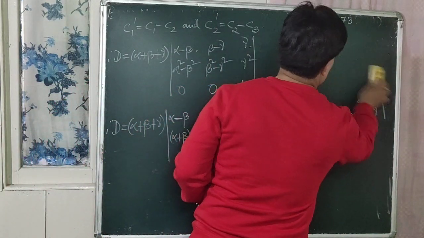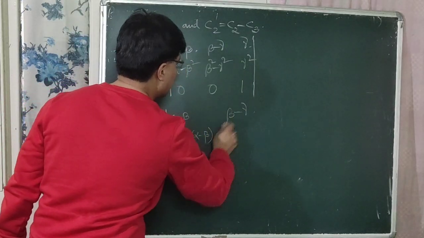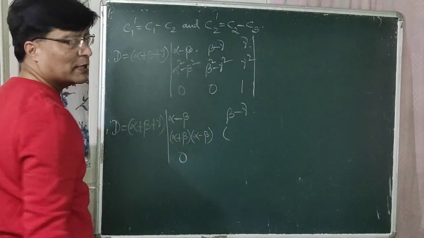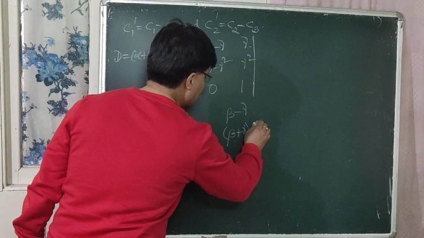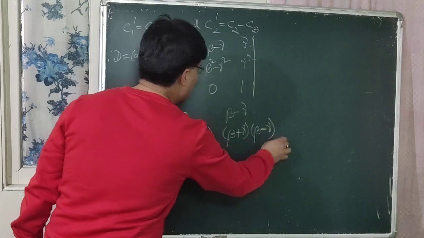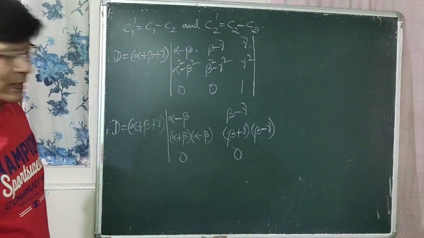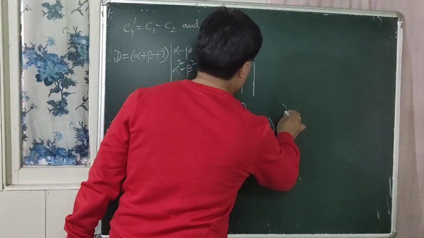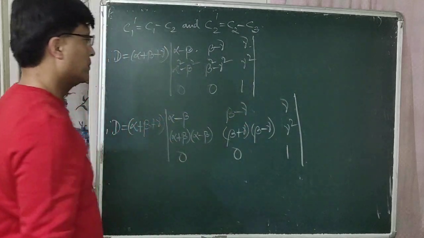So now again you can simplify this. This is a square minus b square. This is also a square minus b square. Okay. Therefore, D is equal to, within bracket, alpha plus beta plus gamma. Now here alpha minus beta. What is alpha square minus beta square? Alpha plus beta into alpha minus beta, and this is 0.